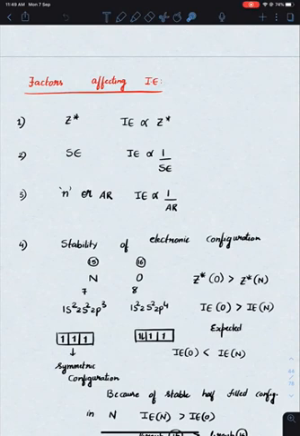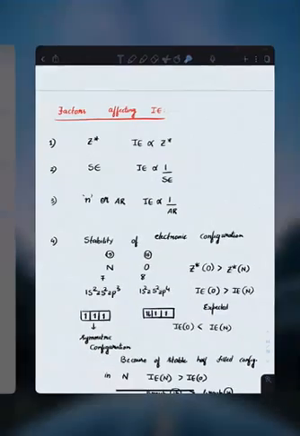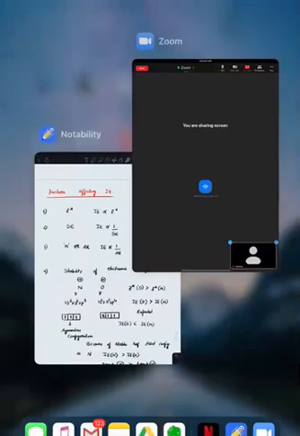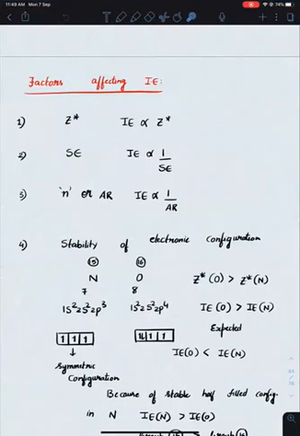Number of shells or the atomic radius: if the atomic radius increases, the electron will be going away and away from the nucleus. As a result, ionization energy decreases. Okay, ये 3 factors तो normal हैं.